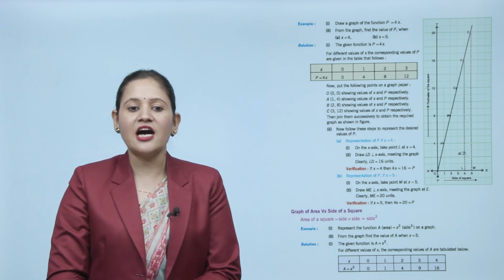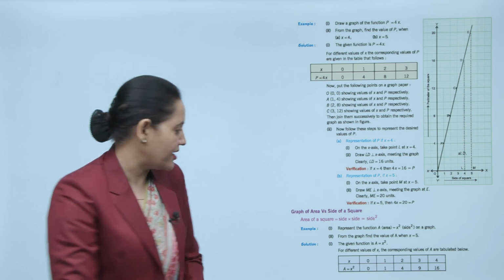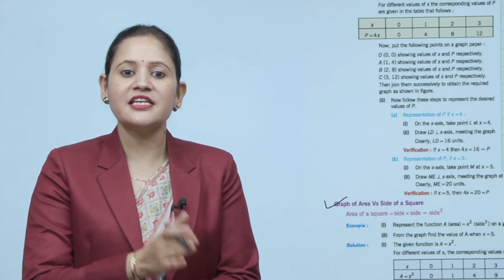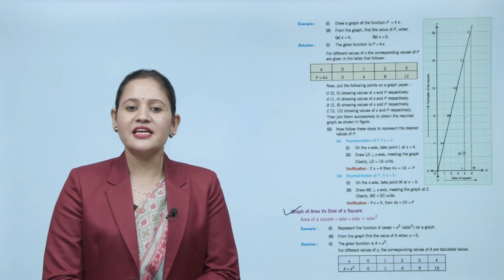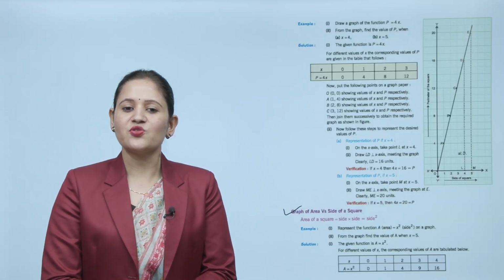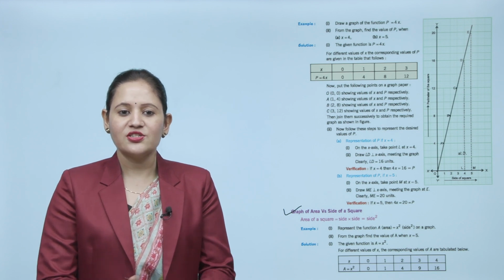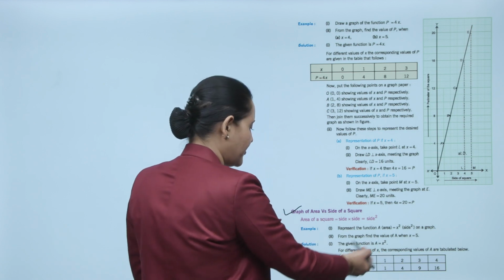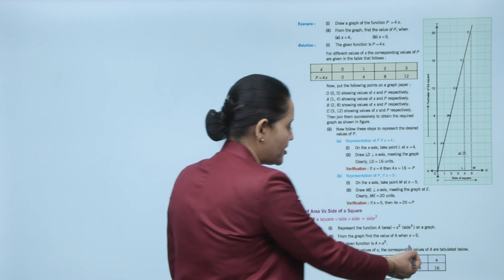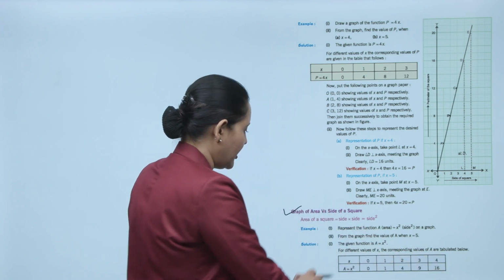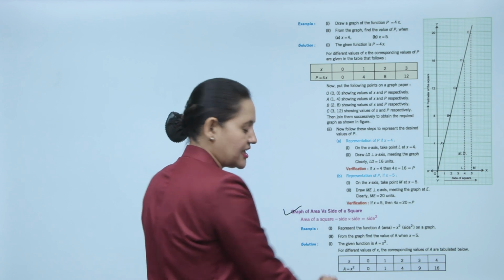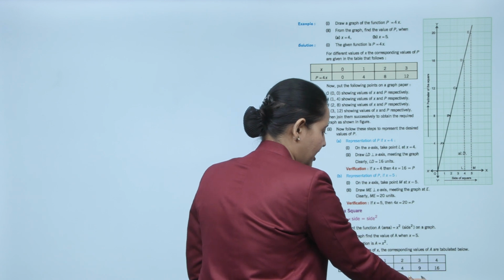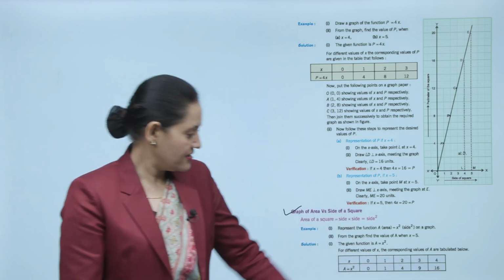Clear? Next, graph of area versus side of a square. As we know, the area of a square is side into side, or side square. Let's take an example: represent the function a equals x square, that is side square, on the graph. Solution: the given function is a equals x square. For different values of x, the corresponding values of a are tabulated below. If x is 0, what will be the value of a? 0 squared is 0, 1 gives 1, 2 then 4, 3, 9, 4 and 16.